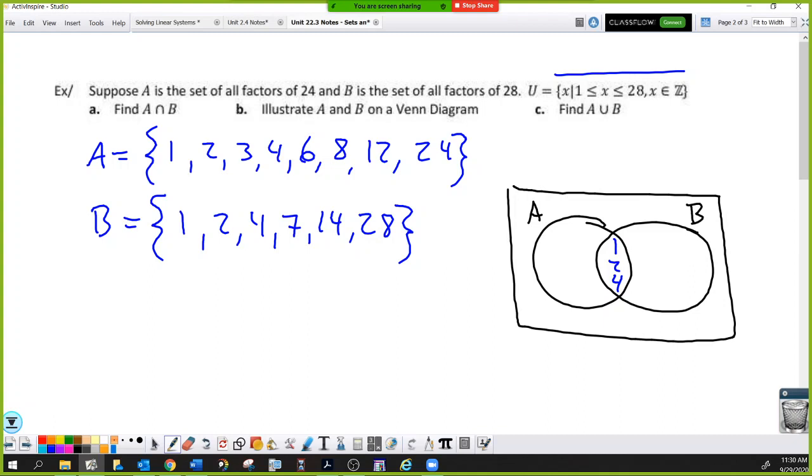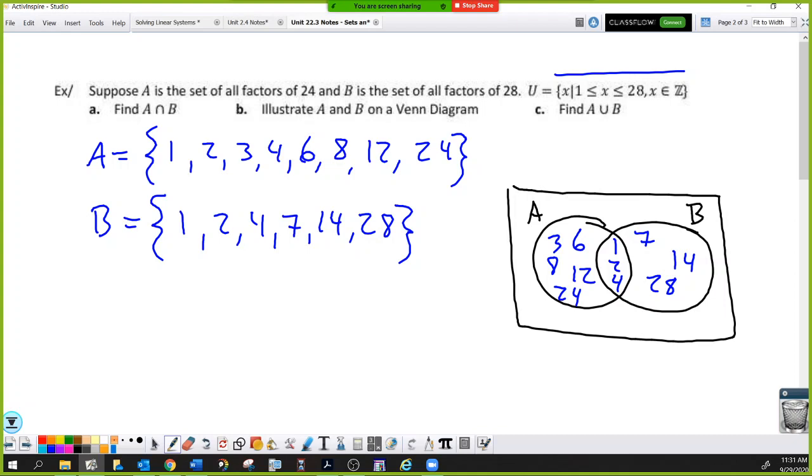Now, the numbers that exist in A but not B: 3, 6, 8, 12, 24. The numbers in B that are not in A: 7, 14, 28. This Venn diagram is not finished, because our universal set is every integer between 1 and 28. That means we're missing a bunch of them.